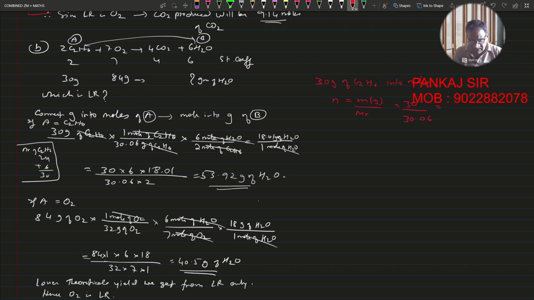So 30 divided by 30.06 is equal to 0.998. Okay, 0.998, right? So this is the moles that you get. And now if you want to find out K, K will be 0.998, that is the number of moles, times the stoichiometric coefficient of ethane, which is 2.